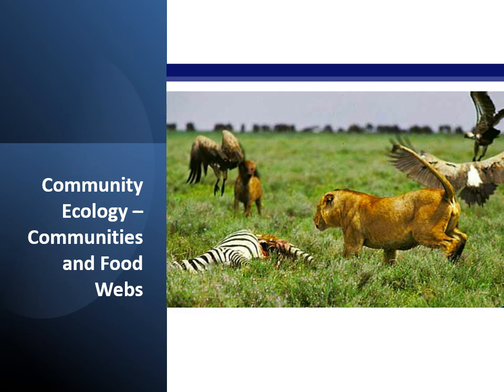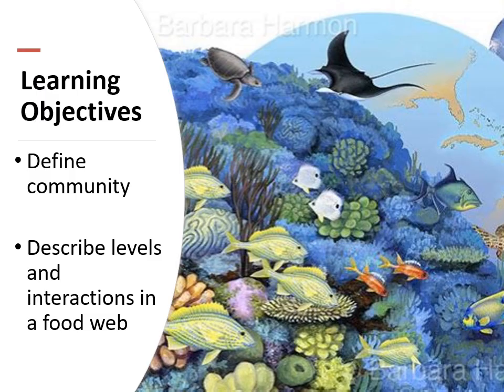We're going to go a little larger and think about community ecology. So now we're not dealing with just one type of species, but we're looking at multiple species and how they interact with each other and the environment. So first, we're looking at communities and food webs. To define community and describe trophic levels and interactions in a food web.